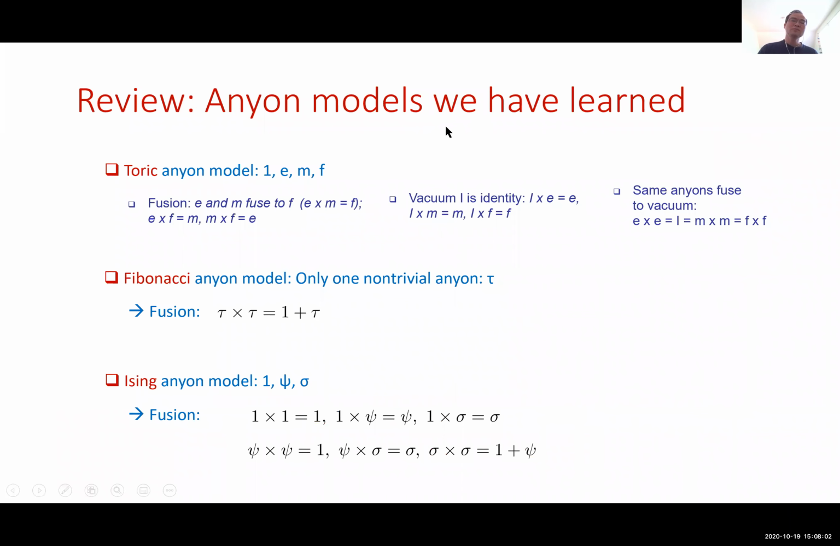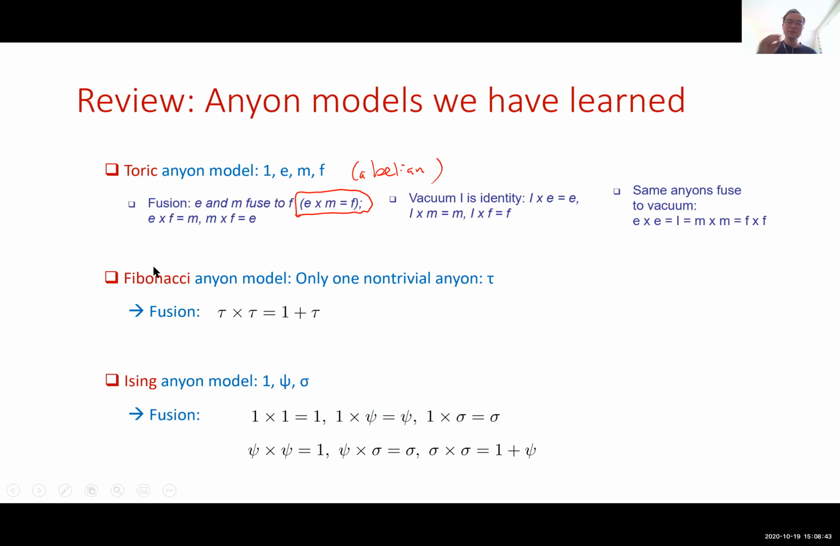Anyon models. For the toric code, there are 4 anyons, but these are abelian, meaning when they braid, they only give rise to a phase. And these are the fusion rules. The only thing that should be noticed is that E fused with M gives rise to F, so F is a fermion. These are created out of vacuum, and a pair of them then fuses back to vacuum.